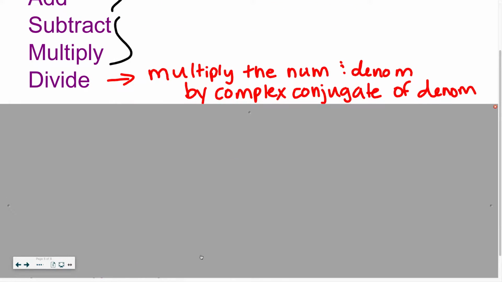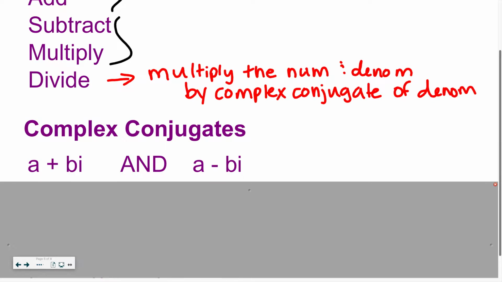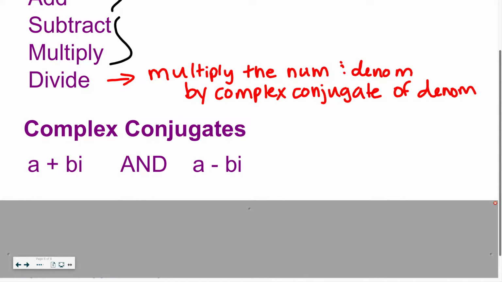Okay, so what is a complex conjugate? Well, it's just like a regular conjugate other than the fact that it's made up of complex numbers. A regular conjugate is one where the sign changes in between two terms. If they're complex numbers, we'll have an a plus bi and an a minus bi. Note that in complex conjugates, you're never changing the sign of a, the real part. You're only changing the sign of the coefficient for b, the imaginary part.